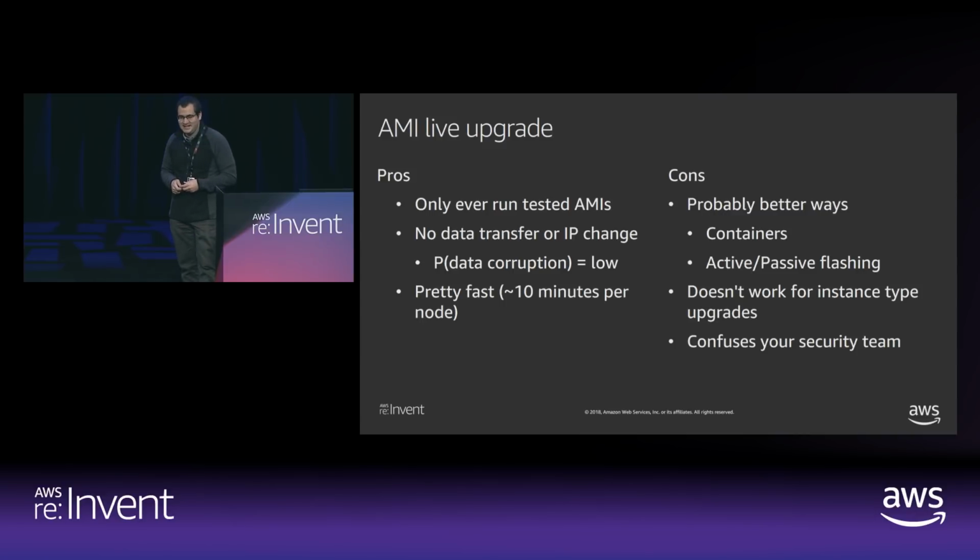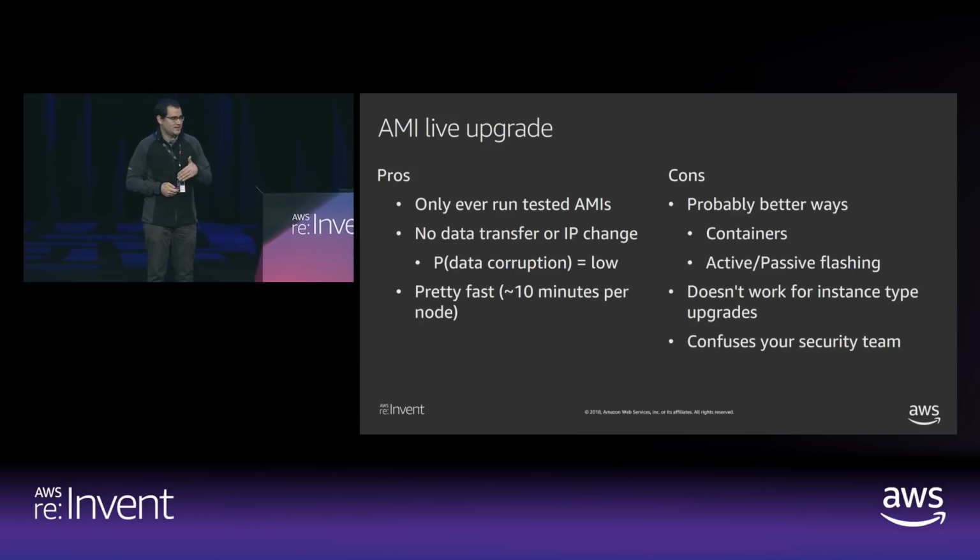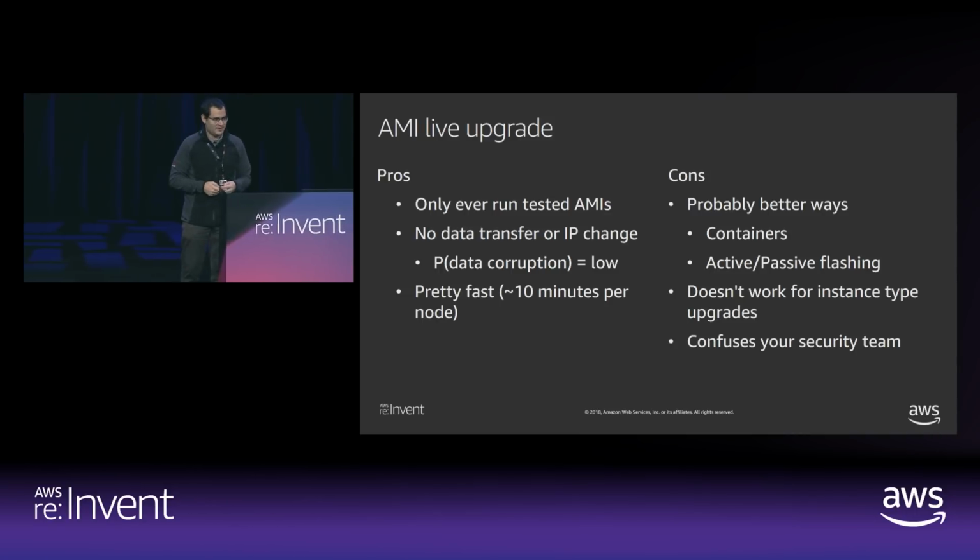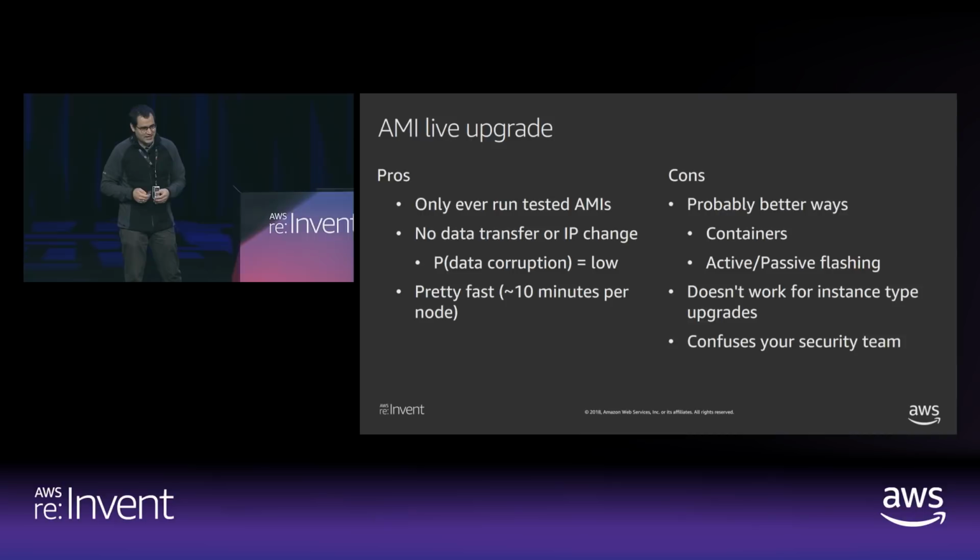And finally, it confuses your security team because all of the metadata about the instance is still saying it's running this old AMI. So we get lots of notices from our security team saying, hey, you guys are running an AMI from like a year and a half ago. And we're like, no, trust us, it's actually not. So that's kind of confusing. Something like active passive flashing, or if EC2 made this a native product, then we wouldn't have that problem.